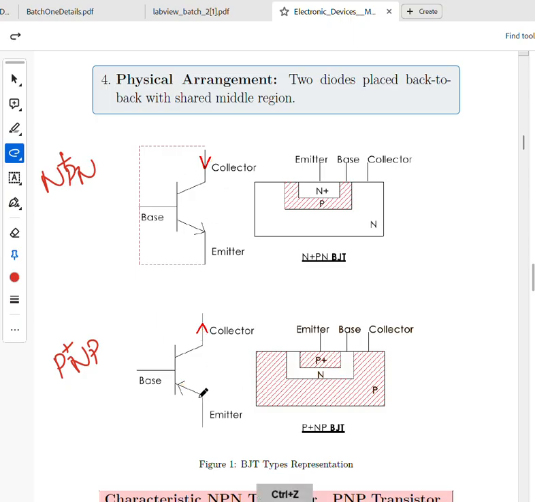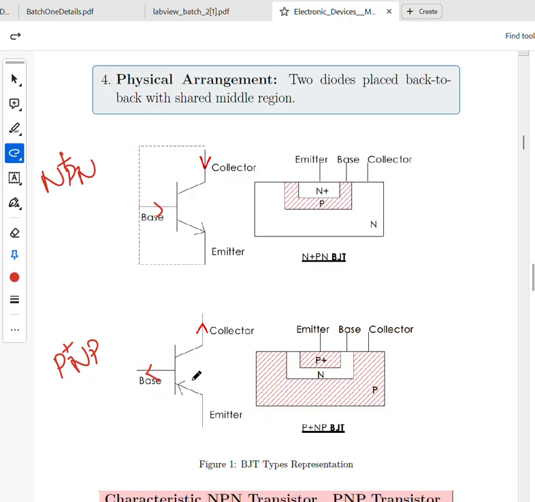Now, if the conventional current is entering the emitter, it will exit through the collector. But in NPN, the conventional current is exiting through the emitter. So it is basically the opposite of each other. Now what is happening to the base current? In PNP, base current is going outside, but in NPN, base current will go inside. Do you understand that? It's just the opposite of each other. This is how you represent this.